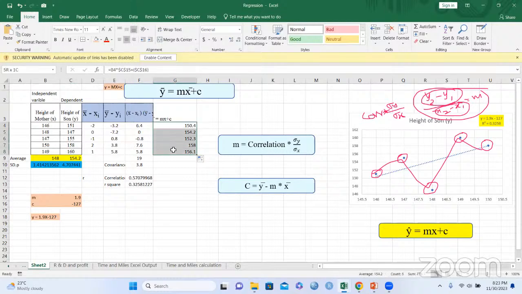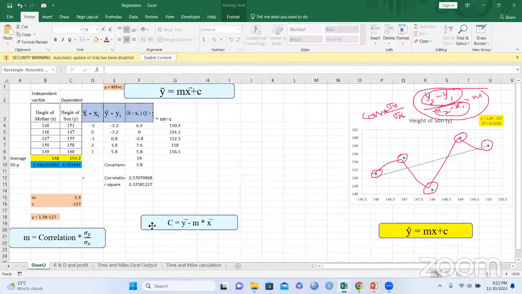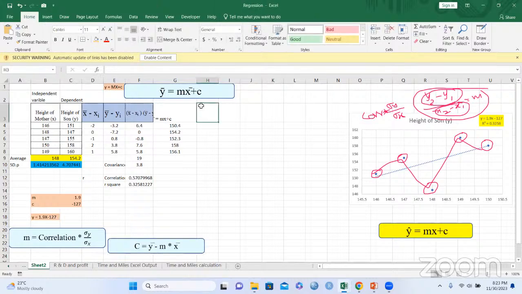So these are my predicted values. Is there any deviation between actual value and predicted value? Now there is no need for the correlation and the c value. So these are actual values and these are my predicted values. Is there any deviation between these two? Yes, sir. 151 has become 150, 147 has become 154 point something, 155 has become 152 point something. So there is some kind of error.